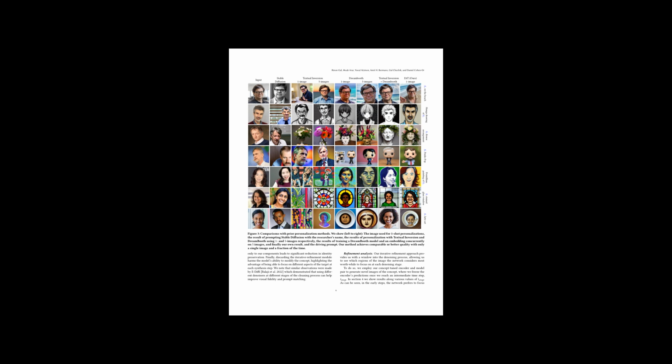This iterative refinement module appears to allow the model to focus on different aspects of the target concept at each synthesis step. The team's method also includes an analysis of the refinement process itself. By employing their concept-tuned encoder and model pair, they can observe which parts of the image are given more focus by the network during the denoising stages. This is demonstrated by freezing the encoder's predictions at a particular point and observing the effects at various stages.